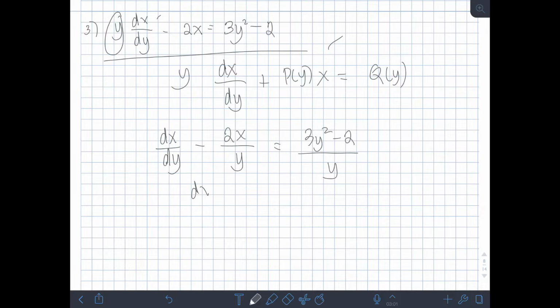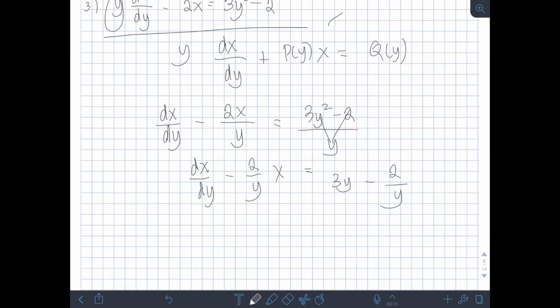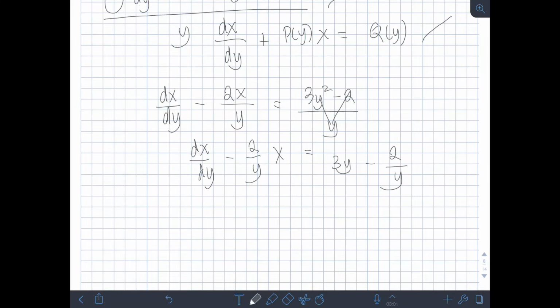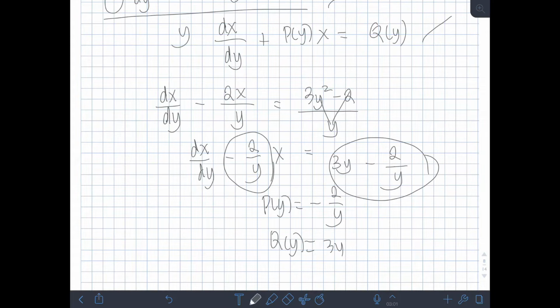So parang dx over dy minus 2 over y x equals, so cross multiply ko to, 3y squared over y is y minus 2 over y. So therefore, na-transform na natin into this form. So yung p of y natin bale ay yung katabi ng x na negative 2 over y. Q of y natin ay itong 3y minus 2 over y.